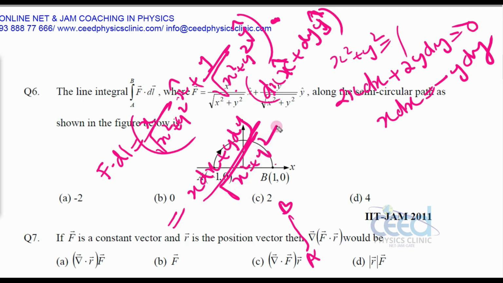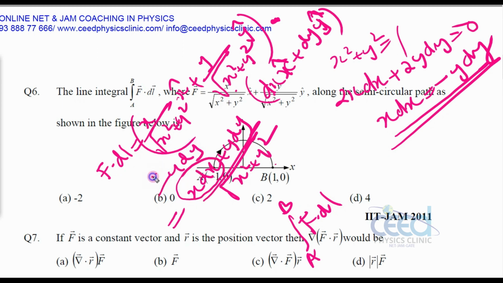So this will be the F dot dl, but we already know x dx is equal to minus y dy. If I substitute x dx equal to minus y dy, then this and this cancel, so F dot dl becomes 0. So the integral from a to b of F dot dl is equal to 0. So the answer is 0. Option B is correct.